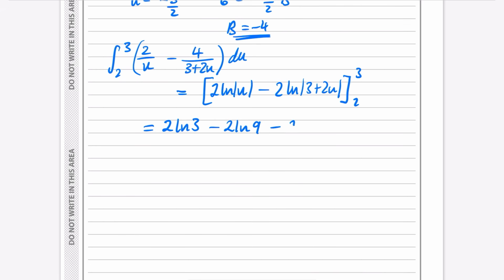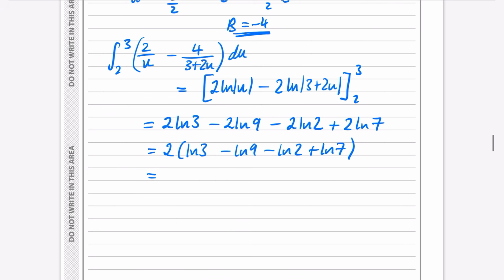And then I'm going to subtract 2 ln 2 when I substitute 2 in here. This next part is going to become a plus, so it's going to be plus 2 ln of, we have 3 plus 2 times 2, so that's ln of 7. So now I just need to think about how all of these things can combine into a single part. Well, they've all got a 2 with them, so I could factorize out a 2, so that's 2 ln 3 minus ln 9 minus ln 2 plus ln 7.